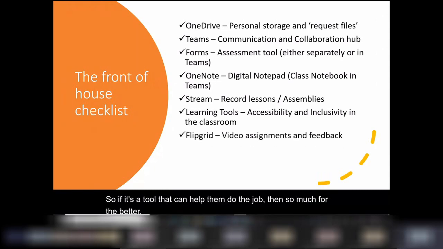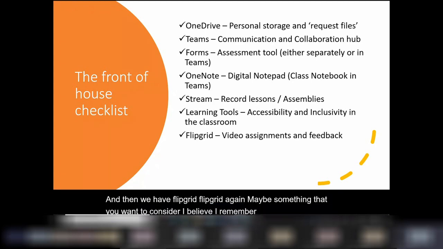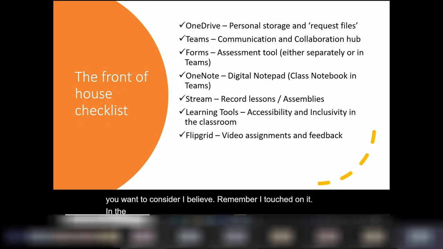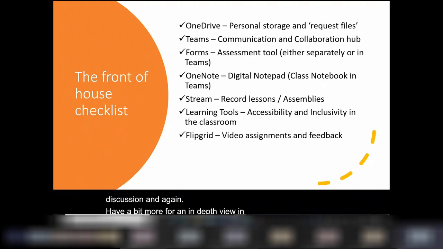And then we have Flipgrid, which may be something you want to consider. I touched on it in the last session, but Flipgrid is the ability to create video assignments, in a safe and secure manner with your Office 365 identity. You can pose a video question to the class, and they can go home and use their smartphone, their iPad, or their desktop PC, whatever they've got, to create that answer to the question and start that discussion. And we'll have a bit more of an in-depth view of that after this deck.